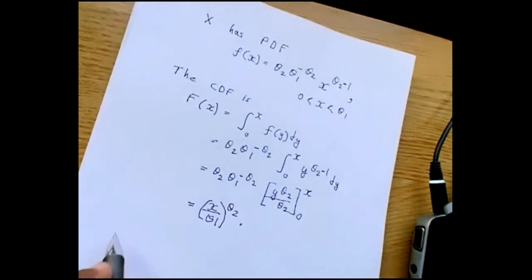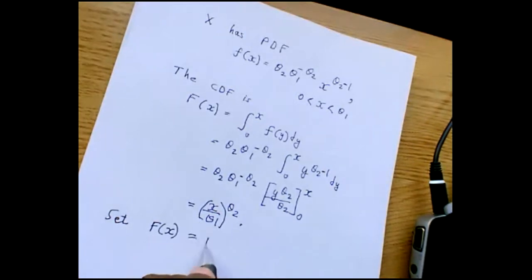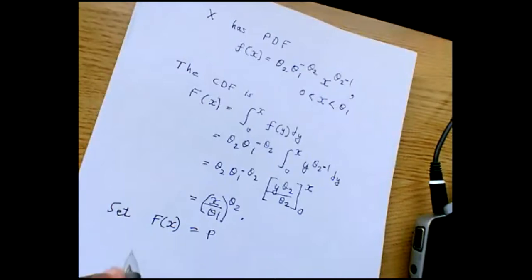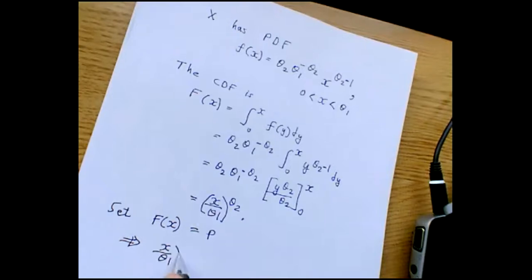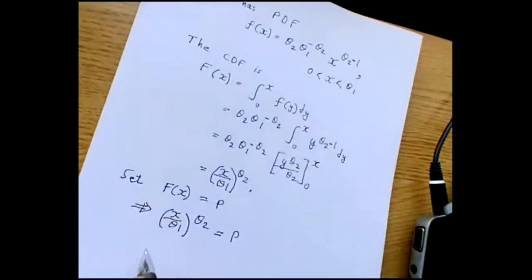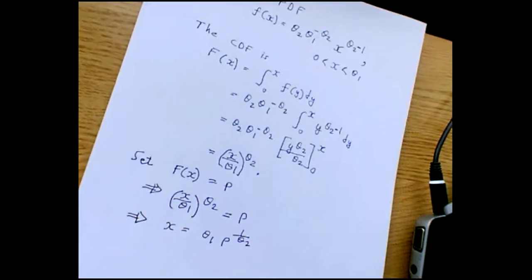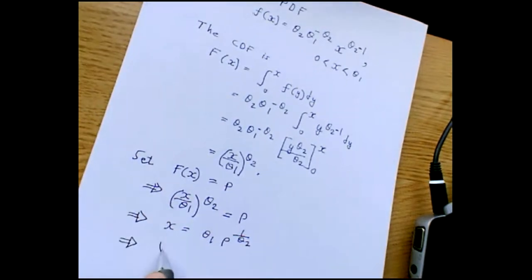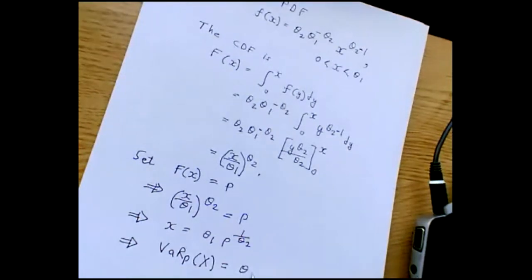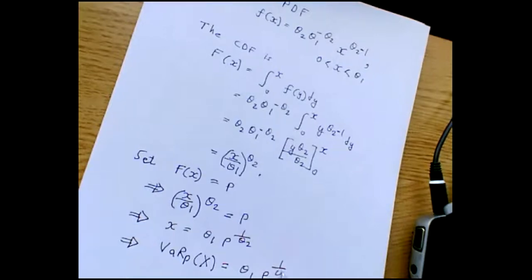Now, to find the value at risk, you need to set the CDF equal to p and solve for x. So that's what I'm doing here. You should solve this equation for x. This is what you will get: x equal to theta 1 times p to the power 1 over theta 2. Hence the value at risk is equal to theta 1 times p to the power 1 over theta 2.